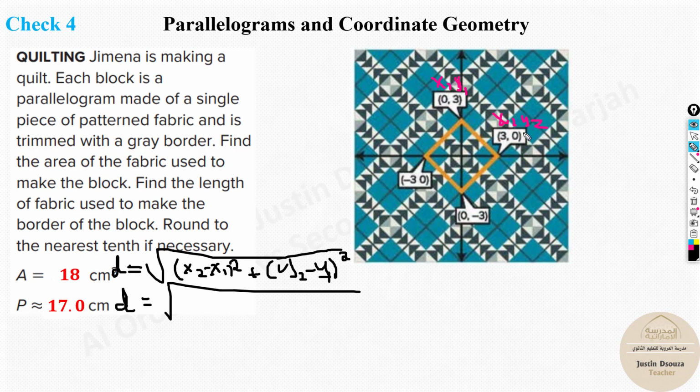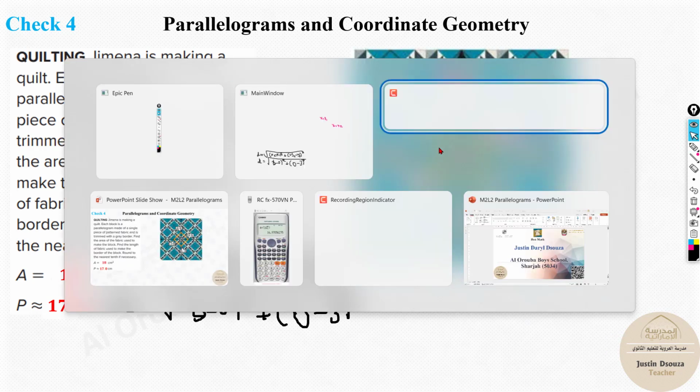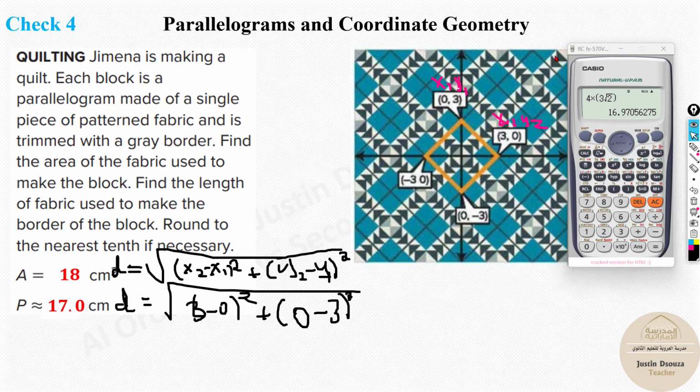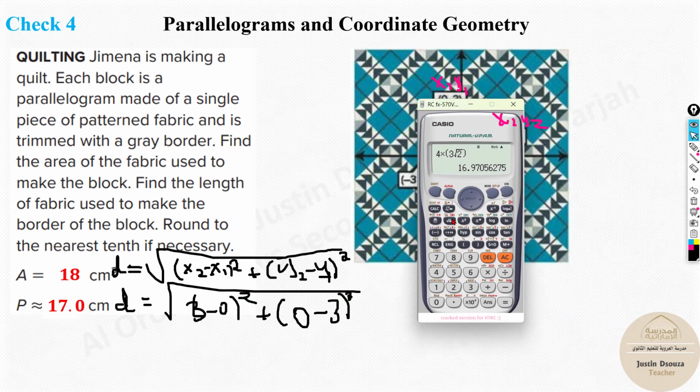Now what is x2? x1, y1, x2, y2. It is 3 minus 0 the whole square plus 0 minus 3 the whole square. So you're getting the same thing, root of 3 square and 3 square. What is the answer? 3 root 2. The side will be the same. Then it's the same thing.